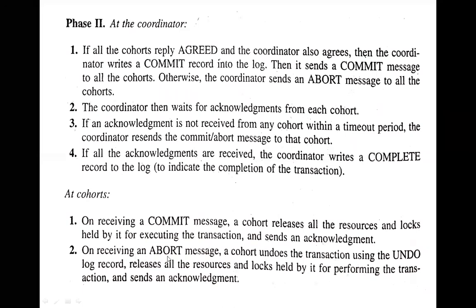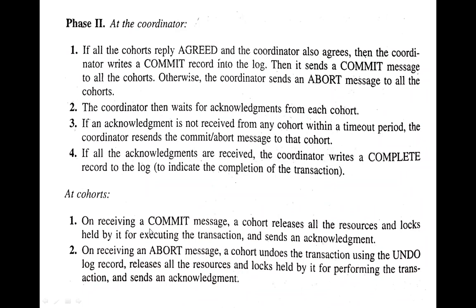And on receiving an abort message, that is, if instead of a commit message the coordinator has sent the abort message, the cohort undoes the transaction using the undo log record and releases all the resources as well as the logs, and sends an acknowledgement.